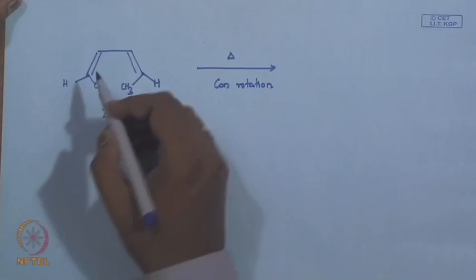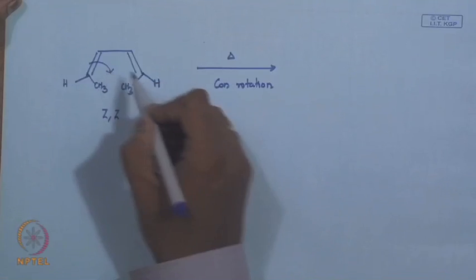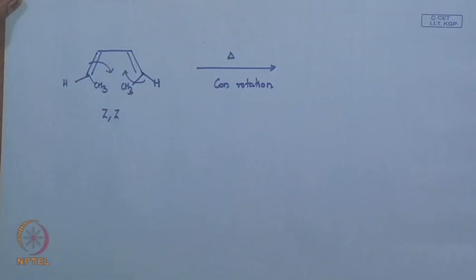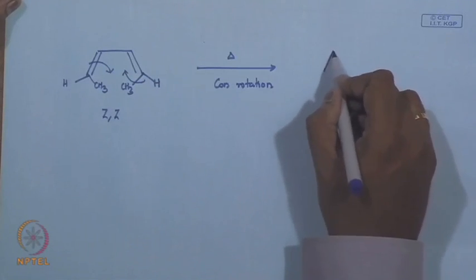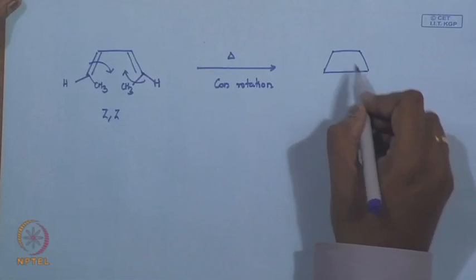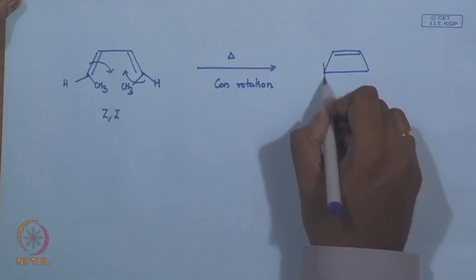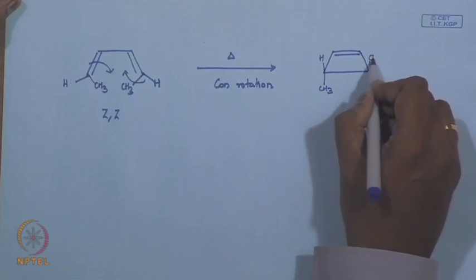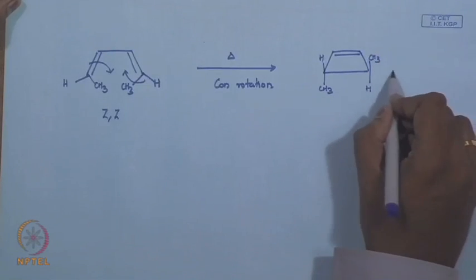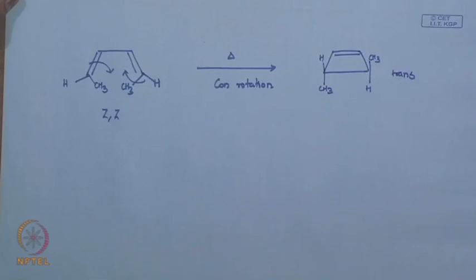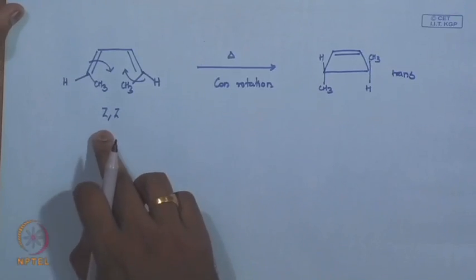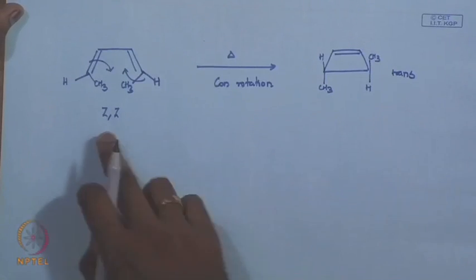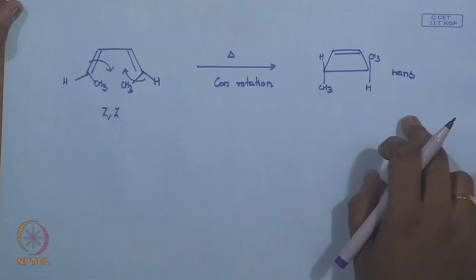So I know the direction in which I have to go, conrotation. Hydrogen, methyl, and I get my methyl up, hydrogen. See, in this case I get my trans. ZE conrotation gave me cis, ZZ conrotation gives me trans.